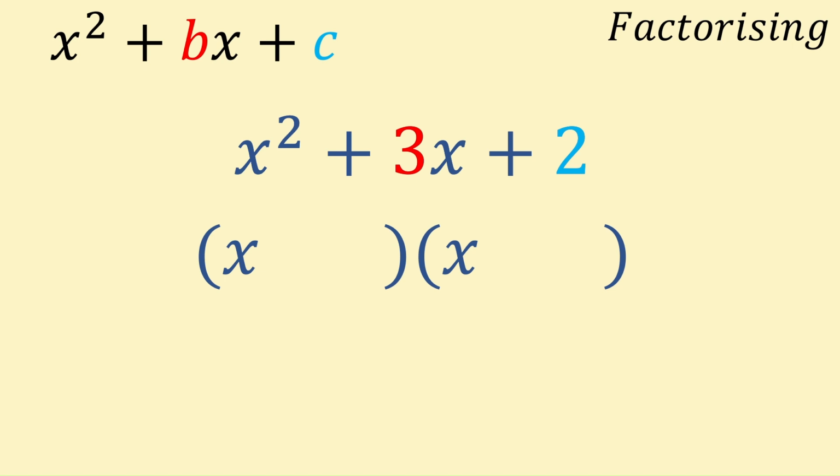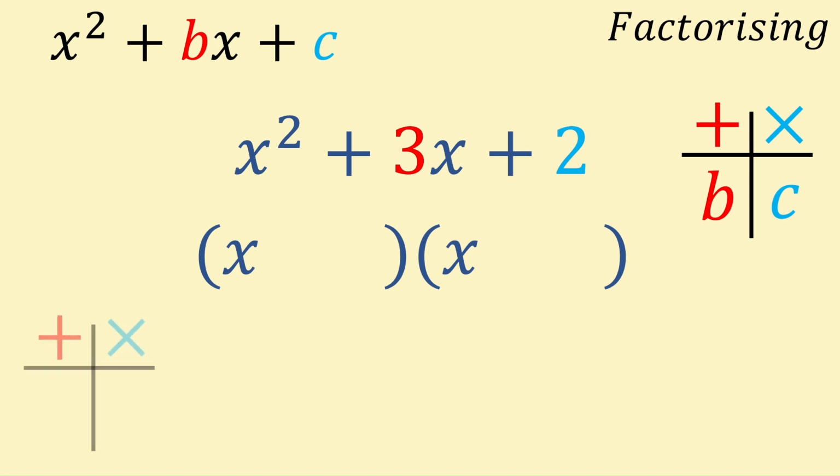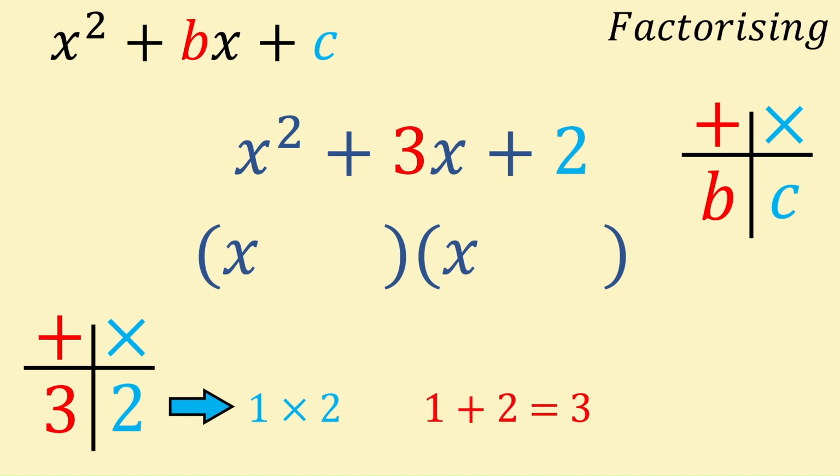To work out what fills the brackets up, draw a grid like this. We need to find two numbers that add together to get b and multiply to get c. In this example, we need two numbers that add together to get 3 and multiply to get 2. The easiest way to do this is just list out the factors of 2 and see which pair adds up to 3. In this case, it's really simple, as 2 only has two factors, 1 and 2. They add together to get 3, so these are the numbers we want.